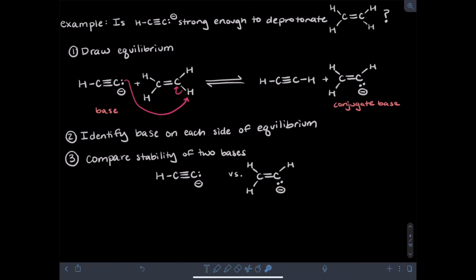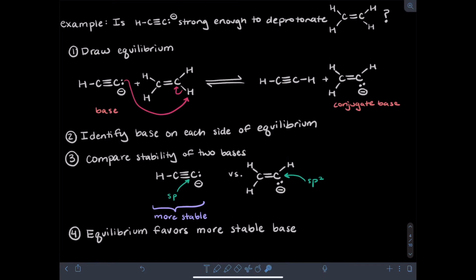And then last, I'd look at the atoms or hybridization involved. Here I do have a difference between my base and conjugate base. The carbon with the negative charge of my base is sp hybridized, and the carbon with the lone pair of my conjugate base is sp2 hybridized. sp orbitals are smaller and held more tightly to the nucleus compared to sp2 orbitals, meaning having an extra lone pair in an sp orbital is more stable than having a lone pair in an sp2 orbital.